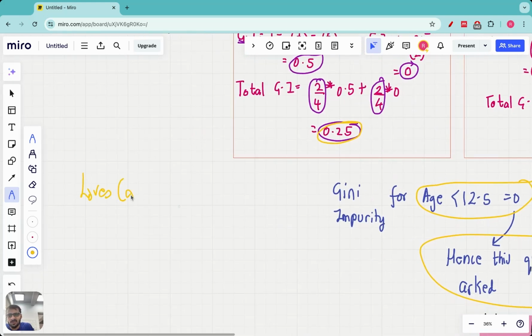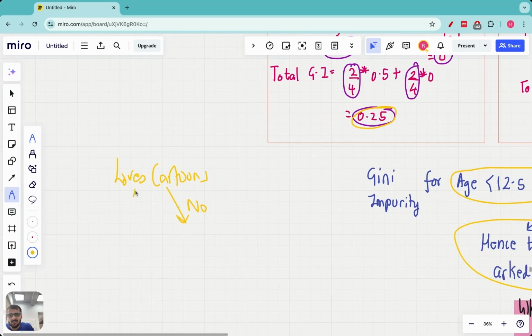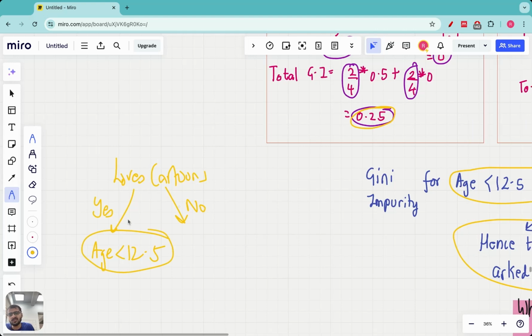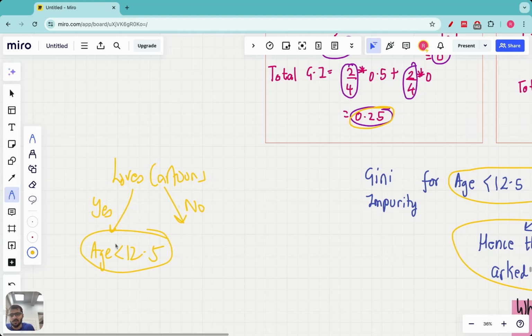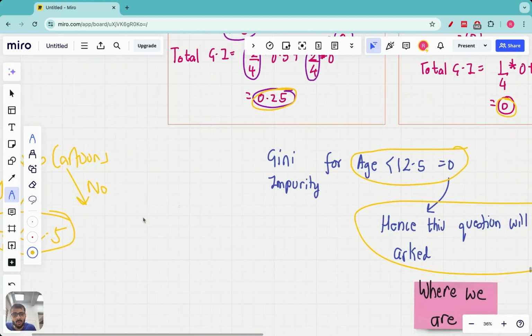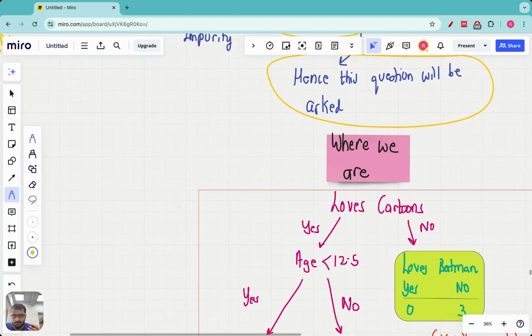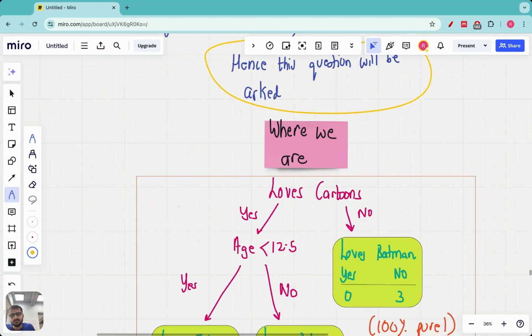So we have asked the loves cartoons question. In the no branch, it will just stop as we saw, but in the yes branch, now we should ask the age less than 12.5 question. We have figured this out. That's great. Because the Gini impurity of this question is 0 and it cannot get lower than that.